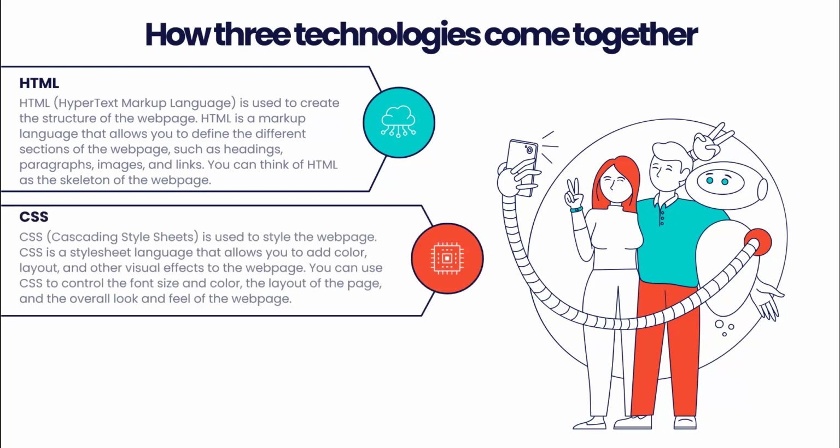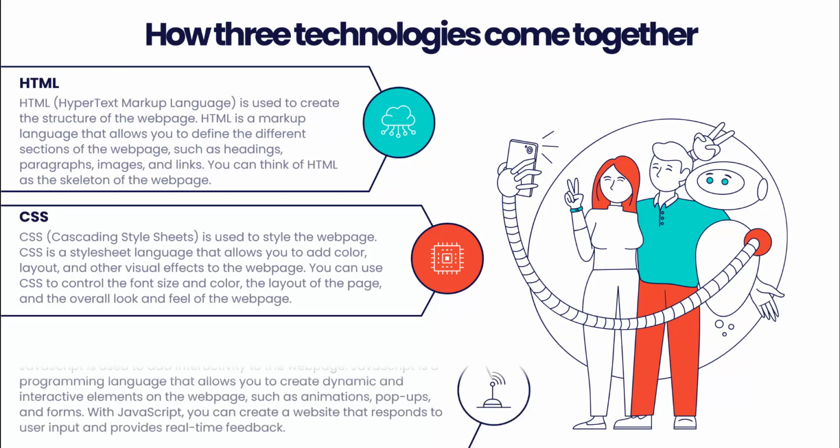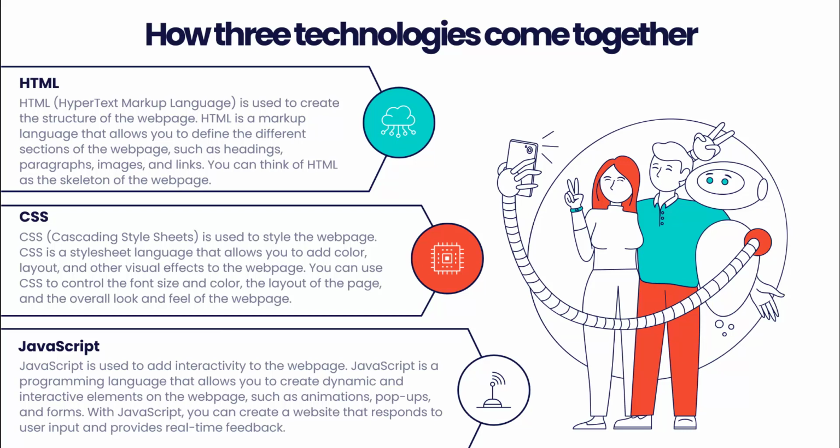CSS is used to style the website, add color, tell you what color the buttons should be. You can use it to control font size, font type, and color, and layout of the page. JavaScript allows us to add all of that interactivity to the website. It will allow us to call the OpenAI API, send the input to the OpenAI API, and return some output.